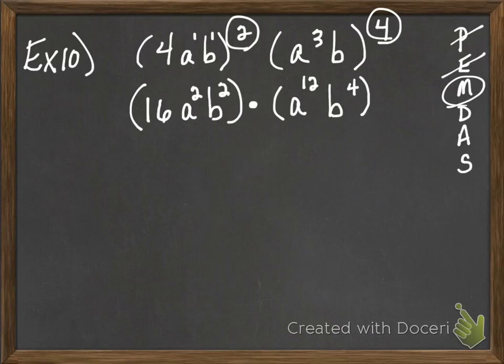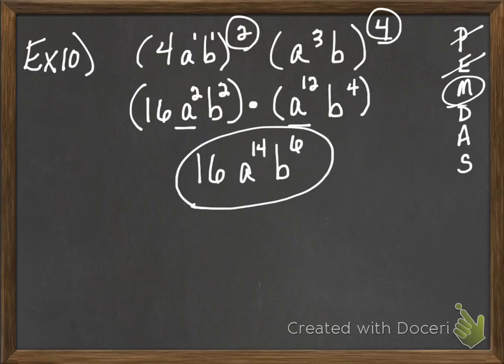So it's going to be 16 times what? 16 times an understood 1 is 16. Then you're going to multiply your A's together. Remind me what that rule is. If we're multiplying, what do we do with the powers? We add them. So 2 plus 12 is 14. And then go to your next variable, B to the 2nd times B to the 4th. Add the exponents, B to the 6th.